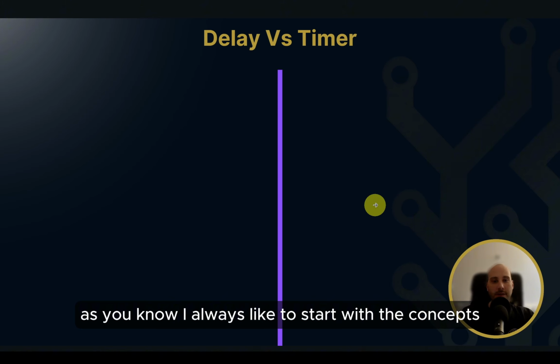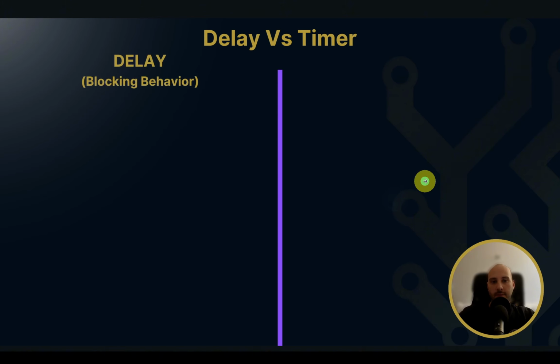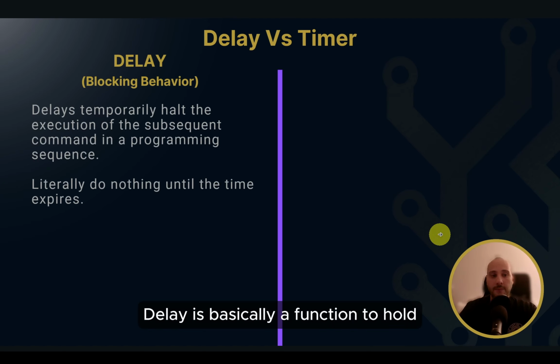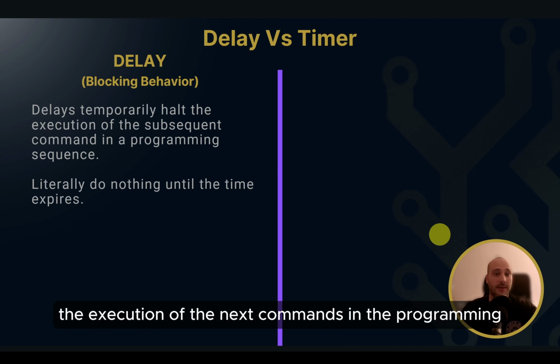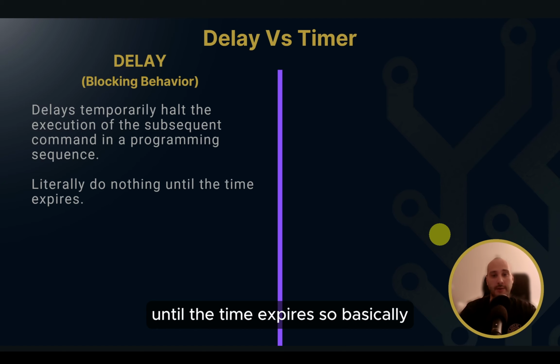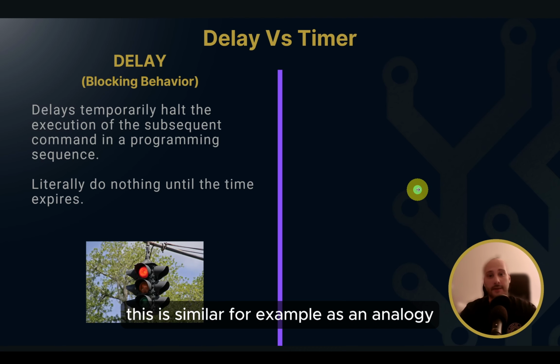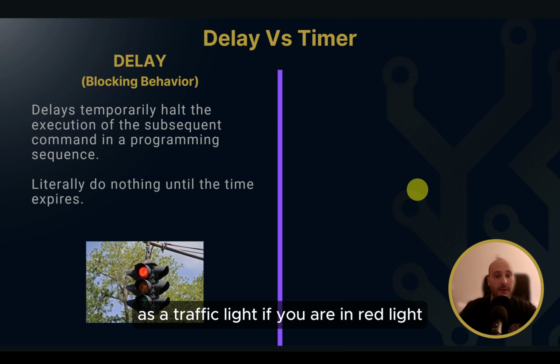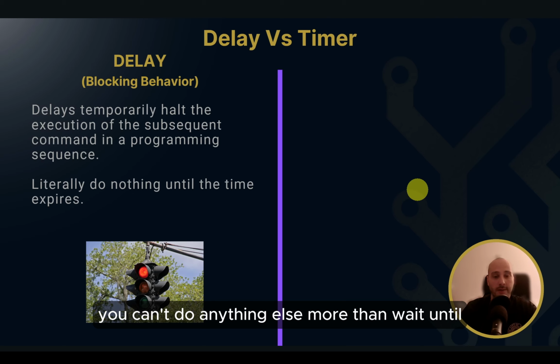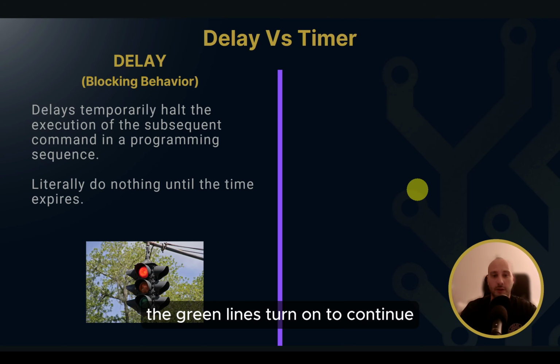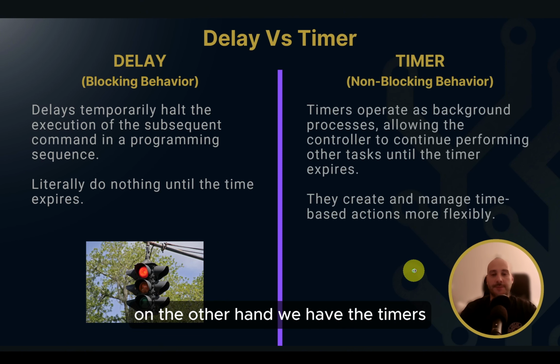As you know, I always like to start with the concepts. Delay is basically a function to hold the execution of the next commands in the programming until the time expires. So basically, you tell Director to do nothing until the time expires. This is similar, as an analogy, to traffic lights. If you are at a traffic light, you can't do anything else more than wait until the green light turns on to continue. On the other hand, we have the timers.